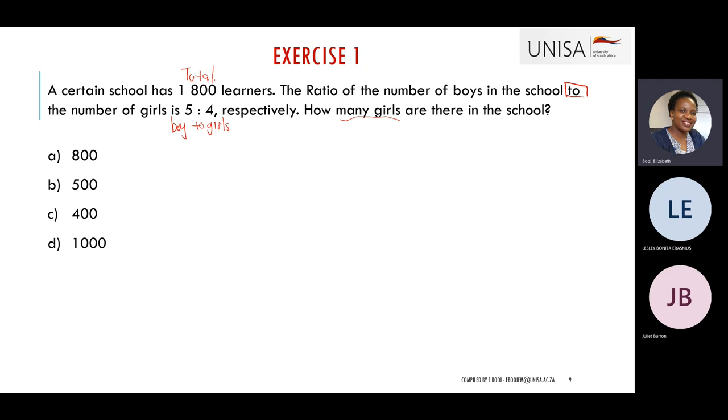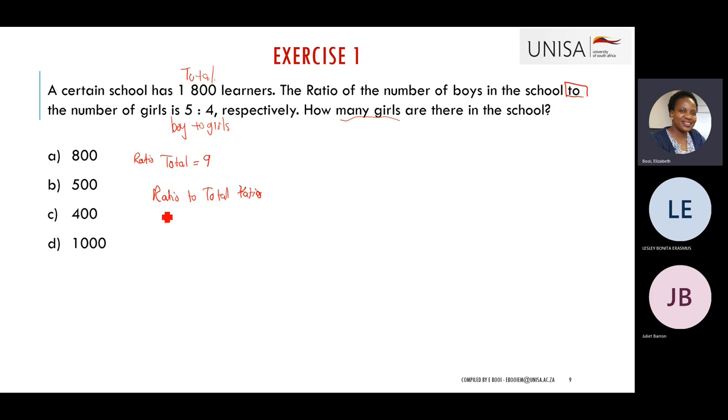So if we take this ratio and assume that this is how many girls we have, we can combine the two ratios and create a total of 9 in terms of ratios. So this is the ratio total, right? We have 9. But we can calculate the ratio of girls to the total ratio that we just created.